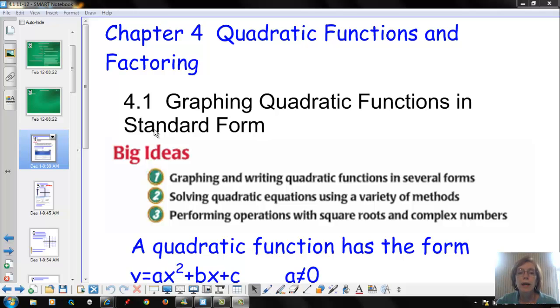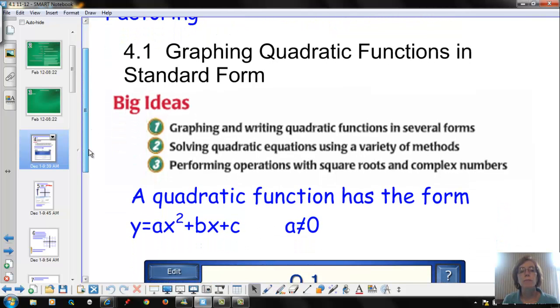We are looking now at graphing quadratic functions. This is from Chapter 4, and we are going to start with graphing quadratic functions that are in standard form. So let's take a look at the big ideas from this section.